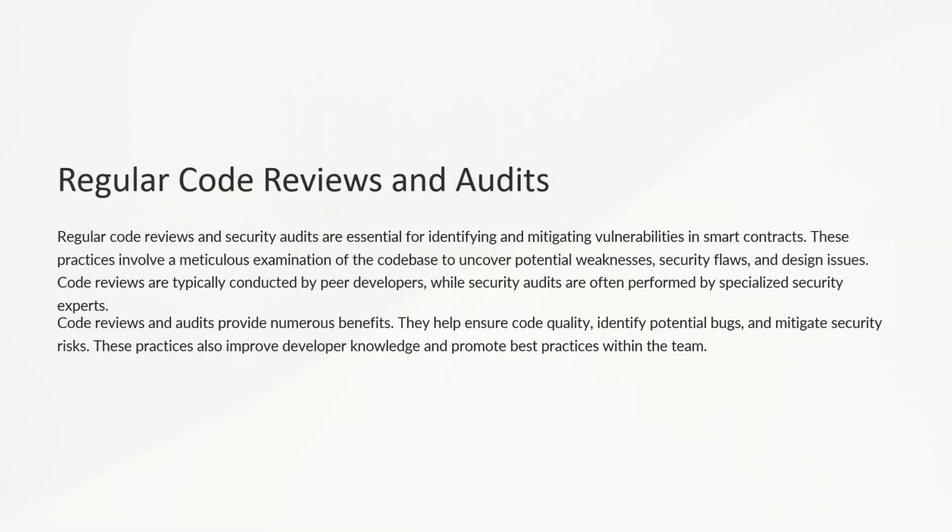Regular code reviews and security audits involve meticulous examination by peer developers and security experts. They identify potential bugs, security flaws, and design issues, promoting best practices. Think of code reviews and audits as regular health checkups for your body. Just as doctors identify and prevent health issues, code reviews and audits help uncover vulnerabilities in your smart contracts. Conducting regular code checkups ensures your contracts are healthy and secure, much like regular medical checkups maintain your health.